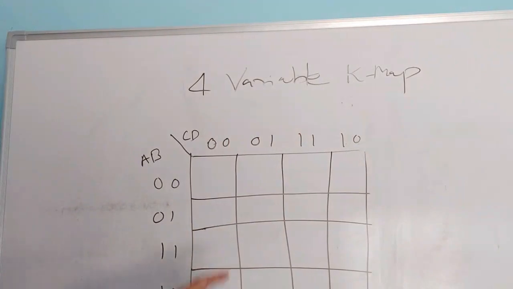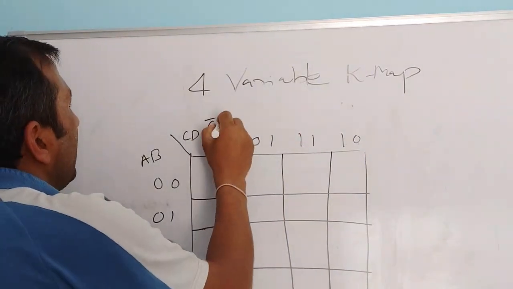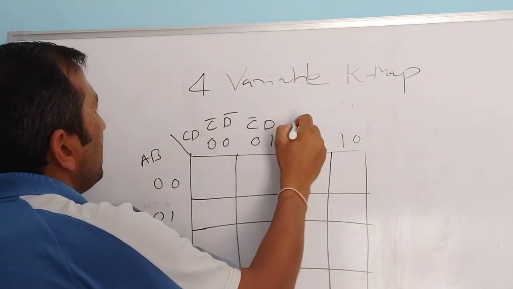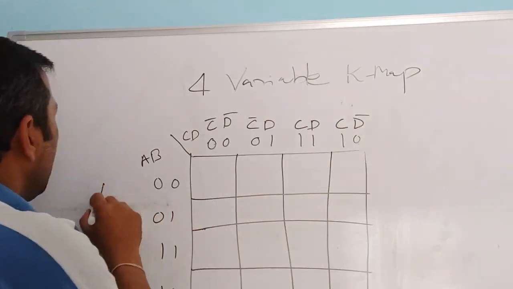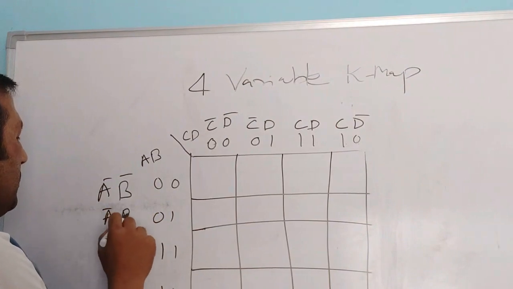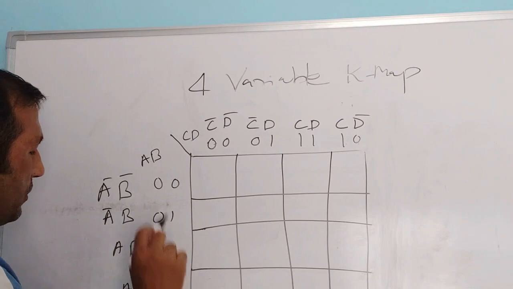Alright. Now based on this, even if you want to write, you can write down C', D', C', D, C, D, then C, D', same over here, A', B', A', B, A, B and A, B', etc.